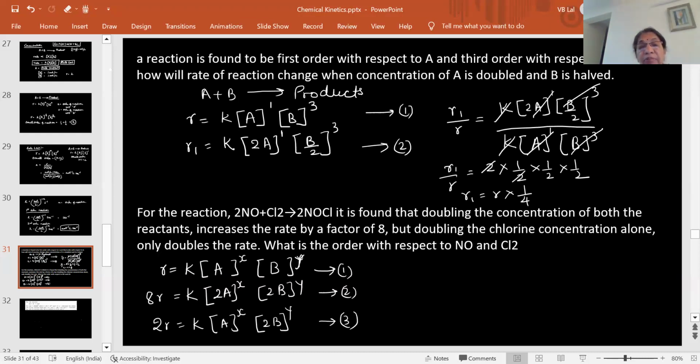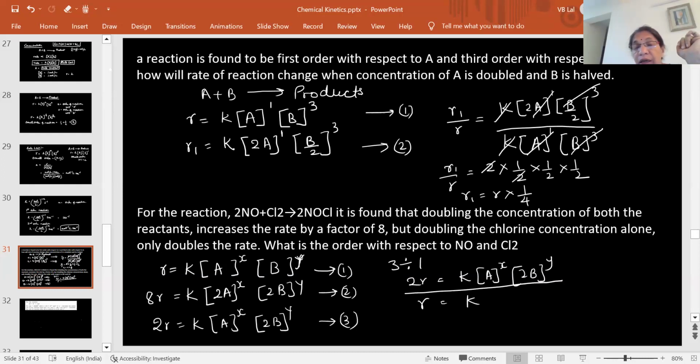So if I divide 3 by 1, you can choose what to divide. So if I divide 3 by 1, then what will I get? 2R is equal to K, A raised to X, and 2B raised to Y, divided by the first one, R is equal to K, A raised to X, and B raised to Y. Right? So what will I get? R and R will get cancelled. K and K will get cancelled.